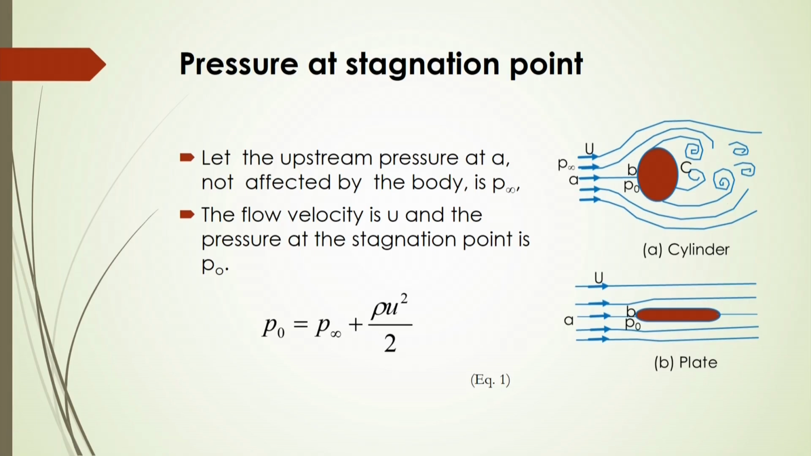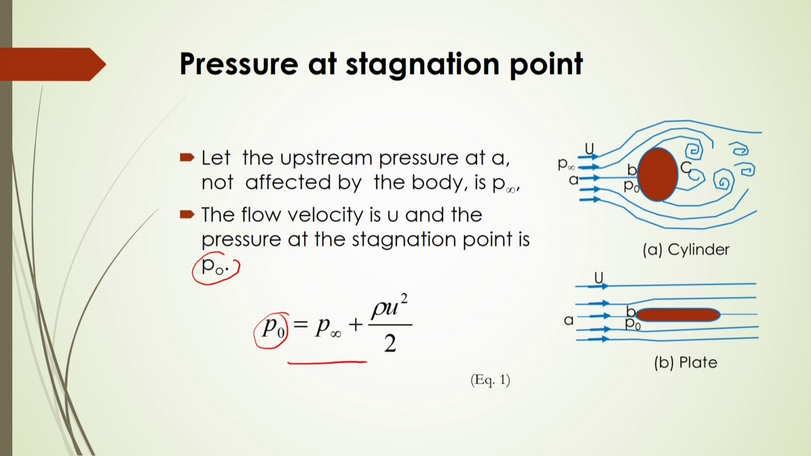Now, what should be the pressure at that stagnation point? Let us consider that the upstream pressure at point A, which is not affected by the body, will be denoted by P infinity as shown in the figure, and the flow velocity is u. The pressure at the stagnation point, let it be P 0, is equal to P infinity plus rho u square by 2, by applying the Bernoulli's equation, the energy equation.